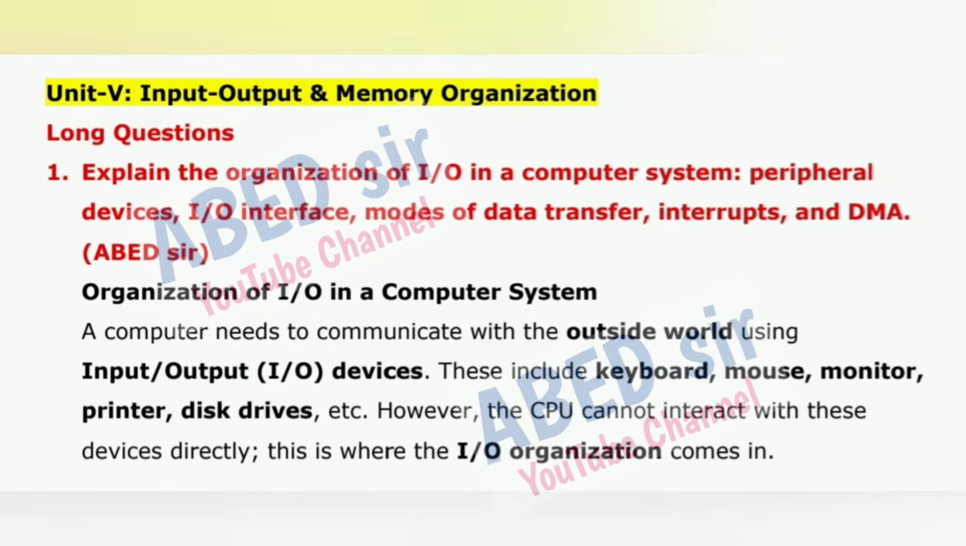A computer needs to communicate with the outside world using input-output (I/O) devices. These include keyboard, mouse, monitor, printer, disk drives, etc. However, the CPU cannot interact with these devices directly. This is where the I/O organization comes in.